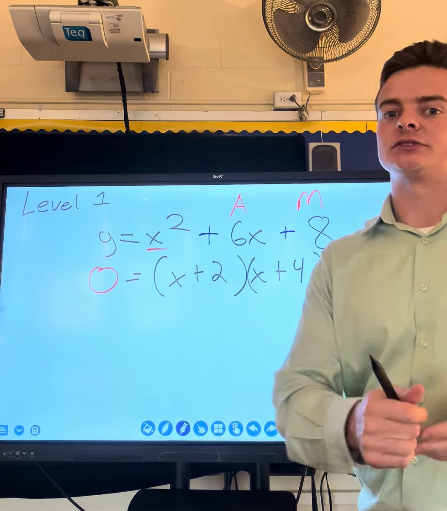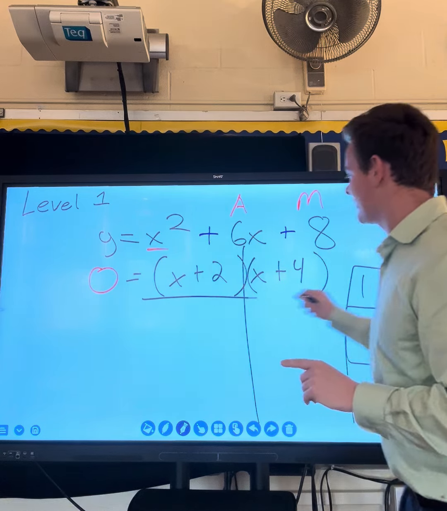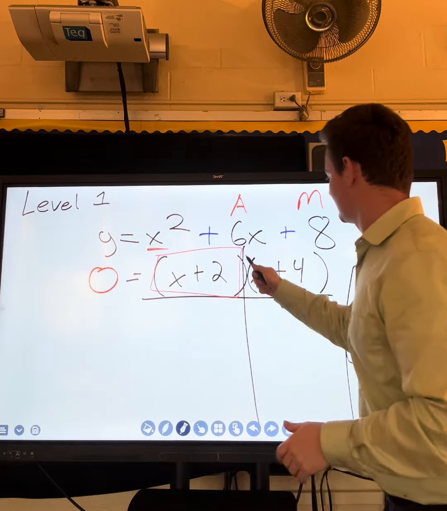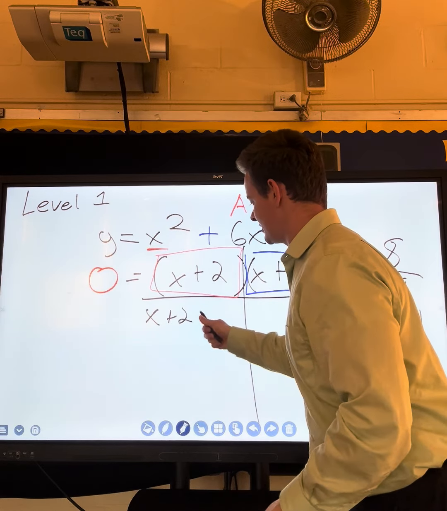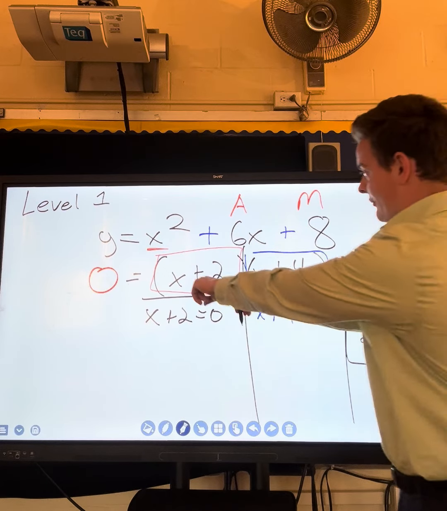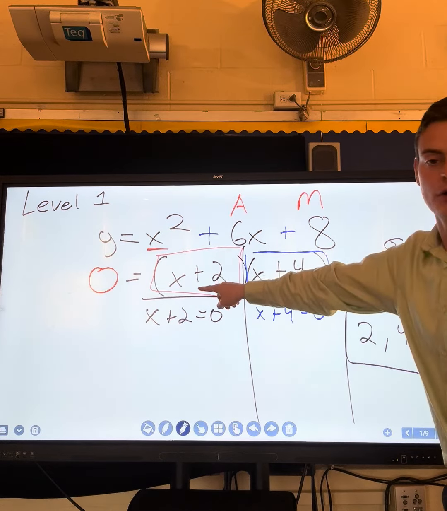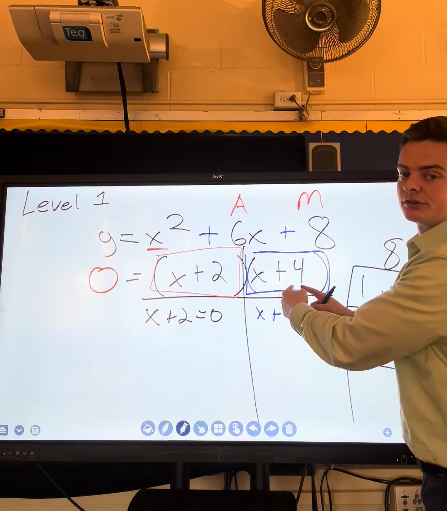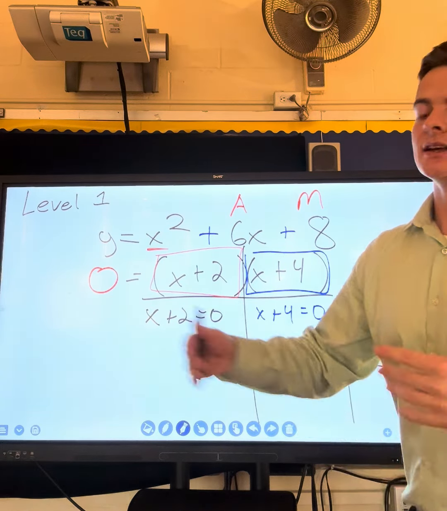If your teacher also asks for the x-intercepts, I now need to solve this. To solve this, I need to figure out when either this or this equals 0. So when does x plus 2 equal 0, or when does x plus 4 equal 0? Because if one of them is 0, right? If this in red is 0, I don't care about anything else. 0 multiplied with anything is just 0. Same thing here. This one in blue is 0. I don't care what anything else is. This whole thing is 0 because 0 times anything is 0.